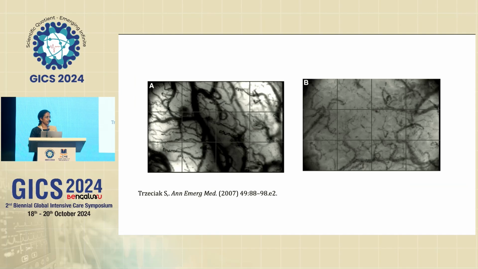So if you look at this left side, that shows the microcirculation of a normal patient. If you look at the sublingual microvasculature, you can see that it is densely perfused, while on the other side is a patient who is in shock. The microvasculature at the sublingual area, you can see it is very heterogeneously perfused.